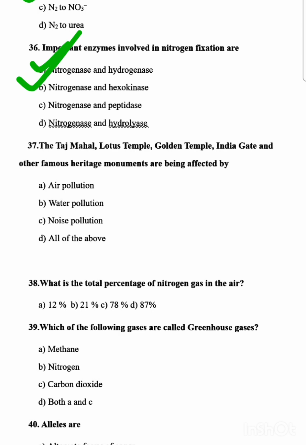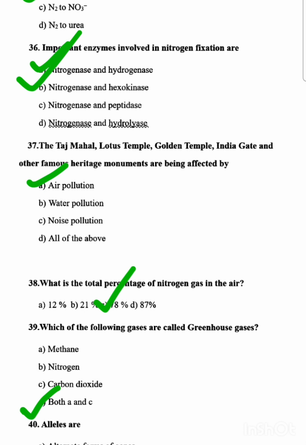The Taj Mahal, Lotus Temple, Golden Temple, India Gate and other famous heritage monumental sites are being affected by the air pollution. What is the total percentage of nitrogen gas present in air? It is 78%. Which of the following gases are called greenhouse gases? Methane, nitrogen, carbon dioxide. It is methane and carbon dioxide. So the answer is option D, both A and C.